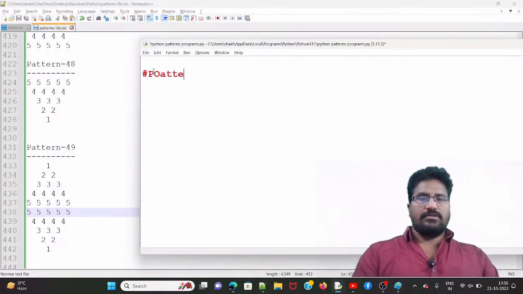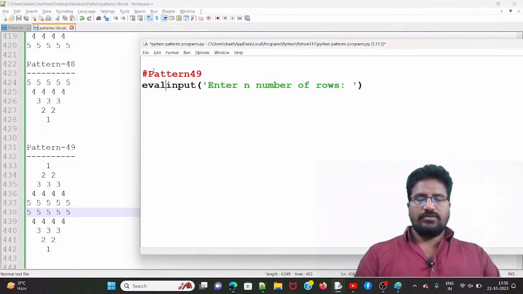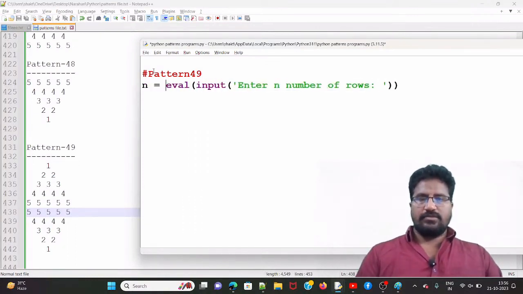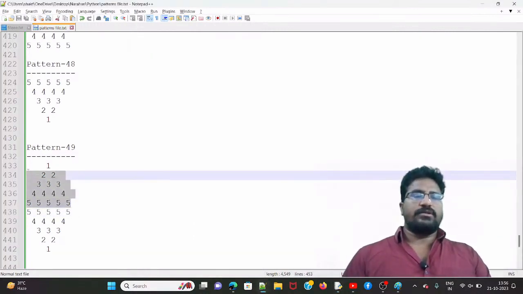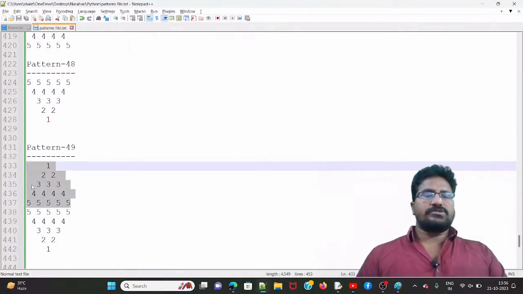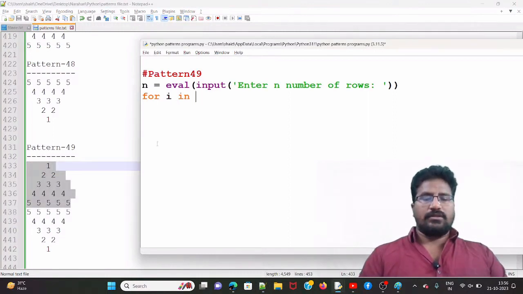This is the pattern 49. So input of enter n number of rows. Then first let's make the pattern for the above one. The above one: so j 4 times, 3 times, 2 times, 1 time, no time, right? So first write the i loop, 1 to n plus 1, that's all.